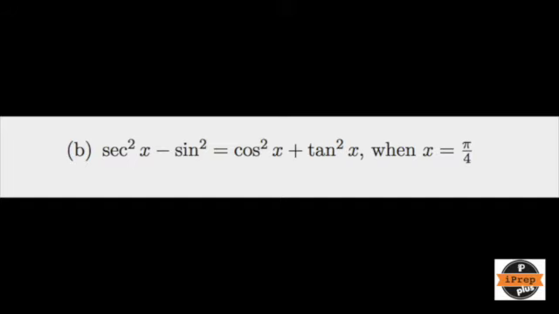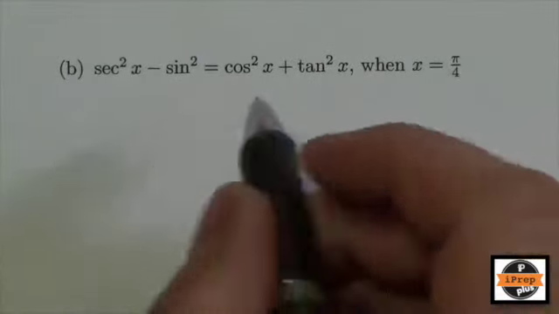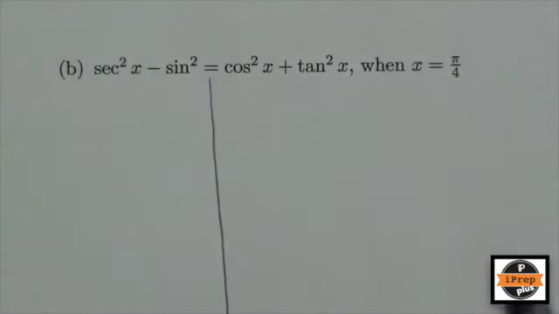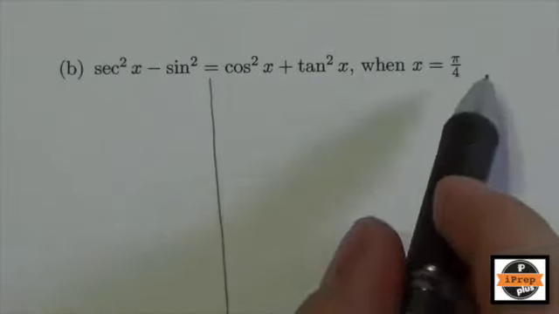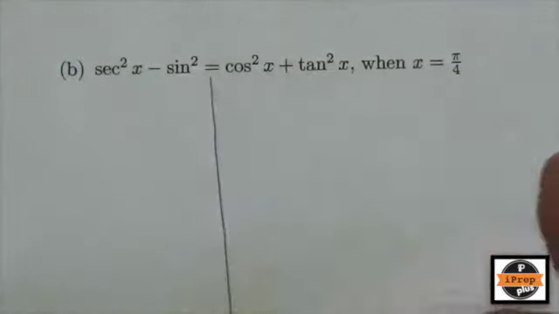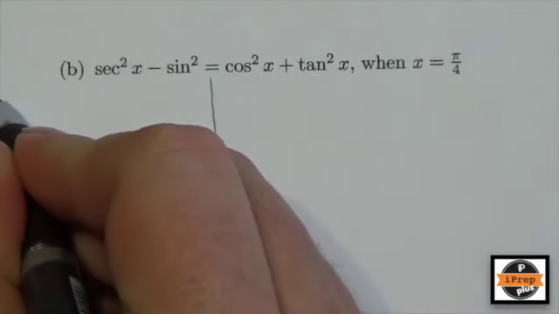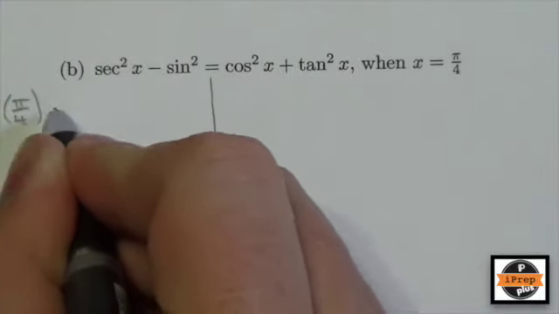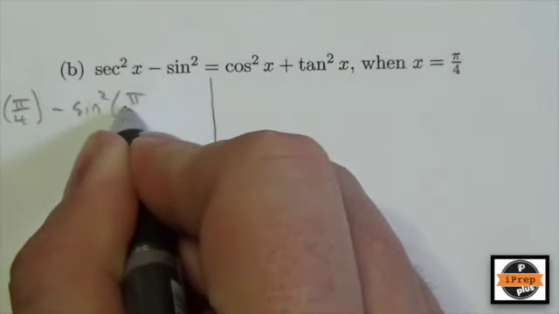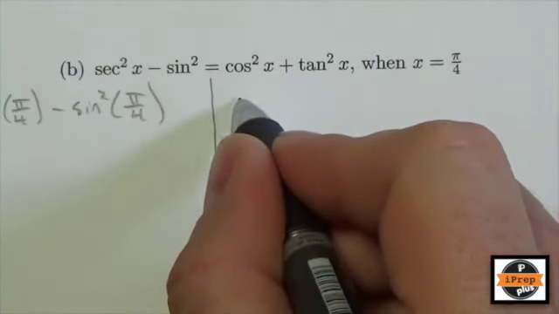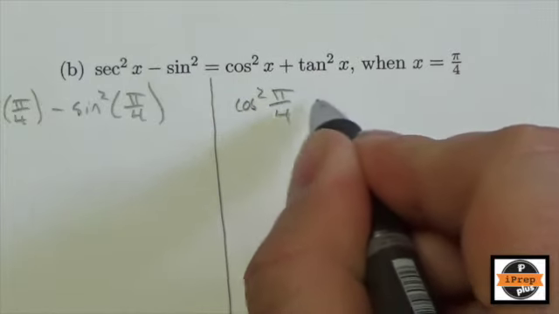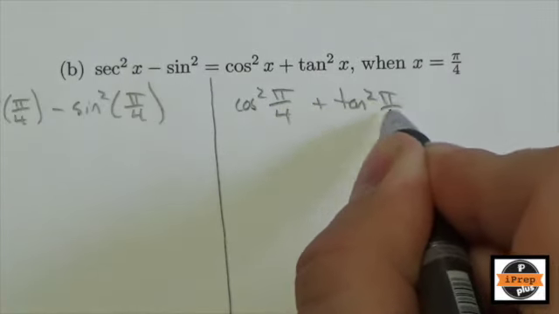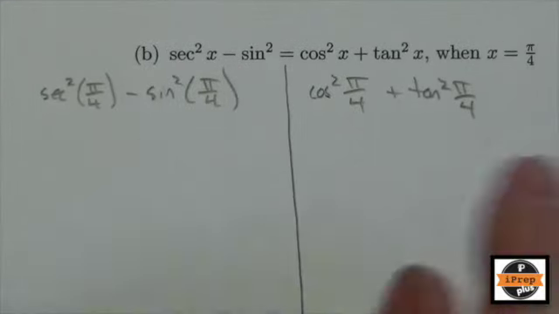The secant squared of x minus the sine squared of x is equal to the cosine squared of x plus the tangent squared of x when x is equal to pi over 4. Okay, as we did with the previous question, first I'm going to draw that line there so that the left side and the right side are separate. And now we're going to put that pi over 4 in. So we get the secant squared of pi over 4 minus the sine squared of pi over 4. On the right-hand side it will be the cosine squared of pi over 4 plus the tangent squared of pi over 4.